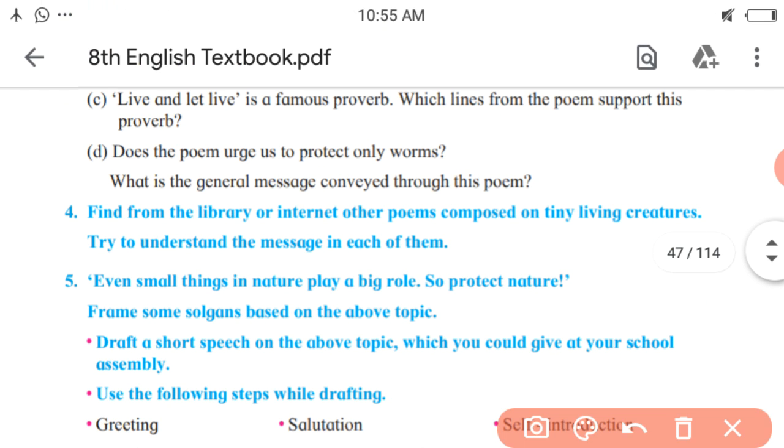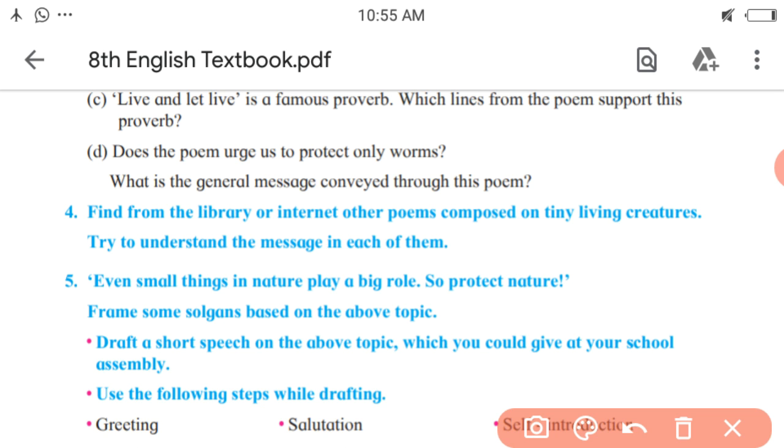Next, fourth activity, find from the library or internet other poems composed on tiny living creatures. Try to understand the message in each of them. So, all these types of poems tell the importance of those living creatures, how important they are, or how helpful they are, or what work actually they do, what can be learned from them.